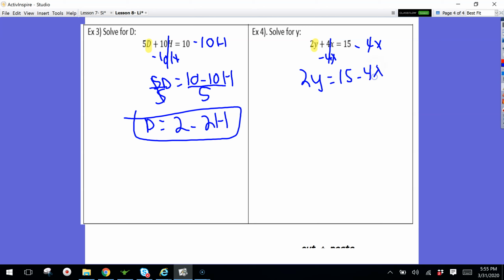And then the next thing I need to do to solve for y is divide by 2, so we're going to divide everybody here by 2. This 2 will cancel out, and I have y is equal to 15 divided by 2. Yes, that's a decimal, but we can leave it as a fraction. We can't even simplify 15 over 2, so we can just leave it as that.